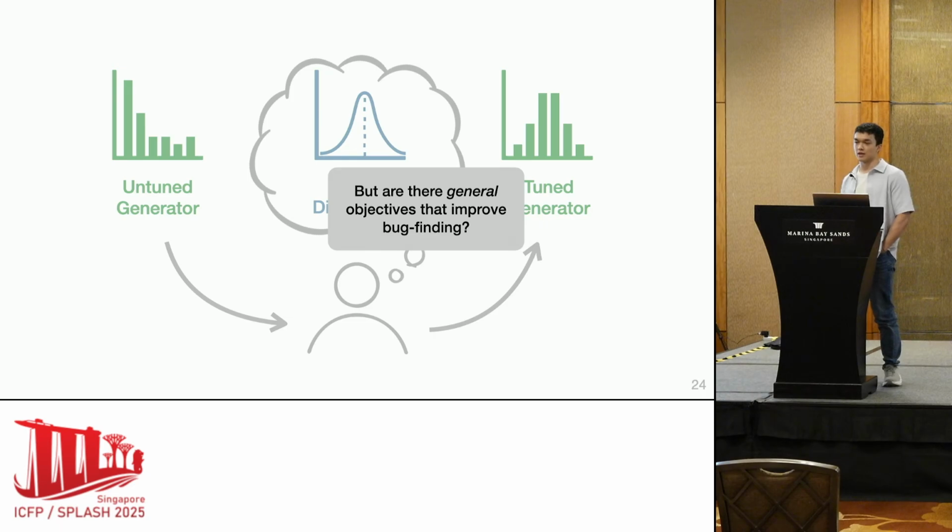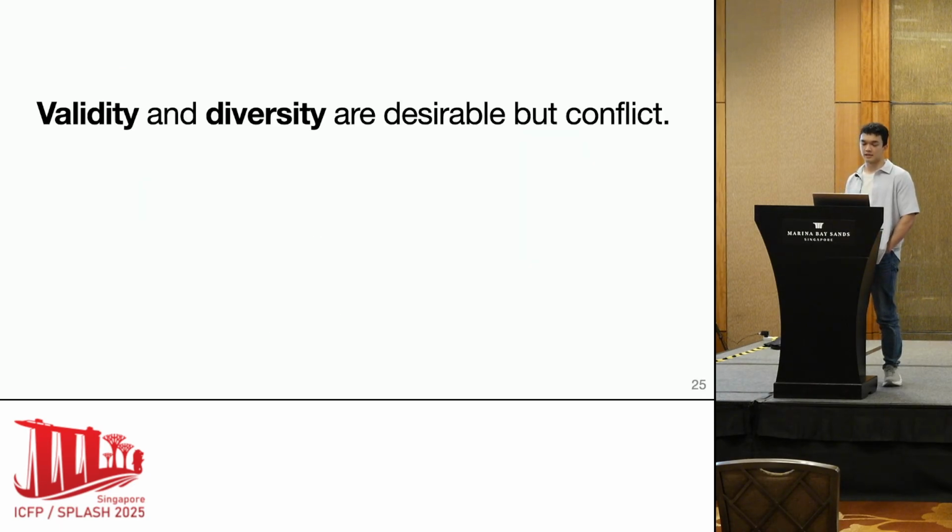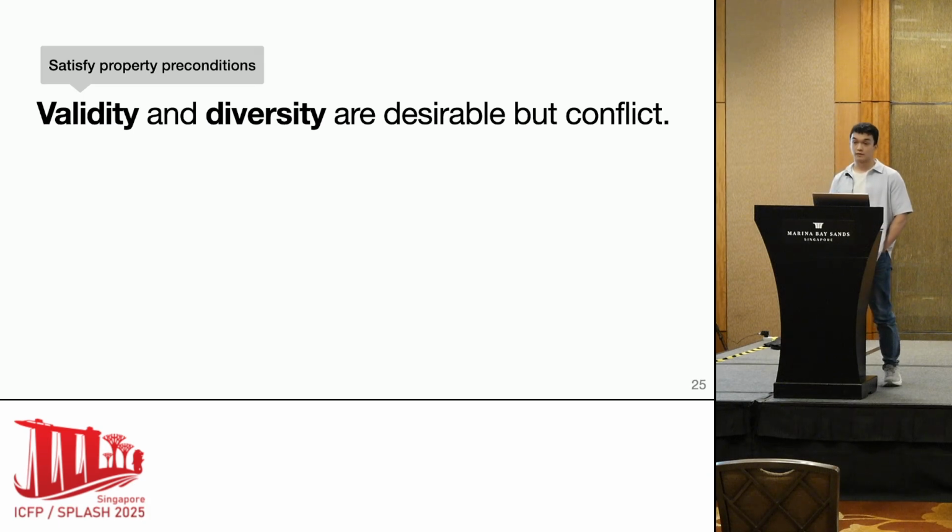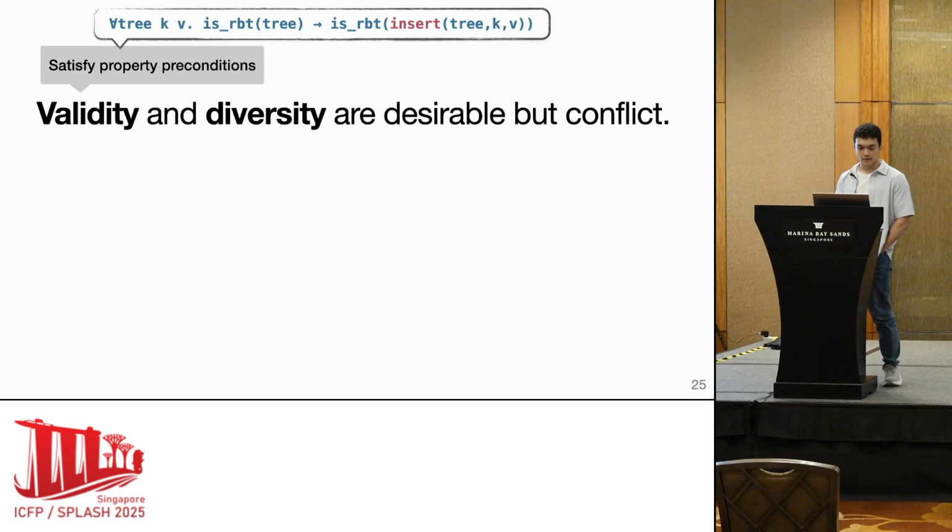Turns out there are already some well-recognized properties that follow this in PBT, specifically validity and diversity, but we find that when we tune for these individually, they naturally conflict. So first, validity is useful when there are property preconditions you'd like to satisfy. So for example, this property tests that for any colored binary tree, if it's a valid red-black tree, when we insert a key and value into it, then it should still be a valid red-black tree. And the thing to notice here is that if we generate a tree that's not valid, then this property is vacuously true, so those samples wouldn't even test the insertion function. So we want to generate valid red-black trees.